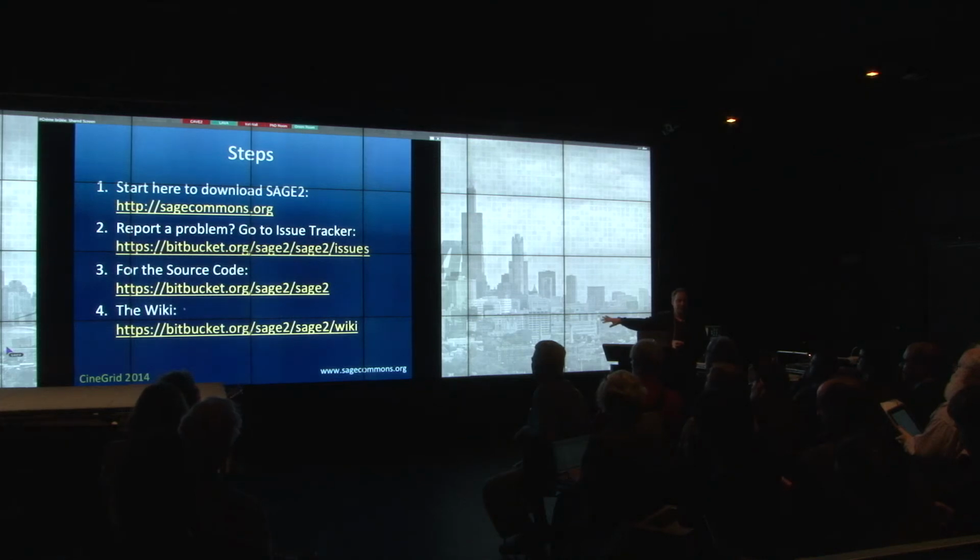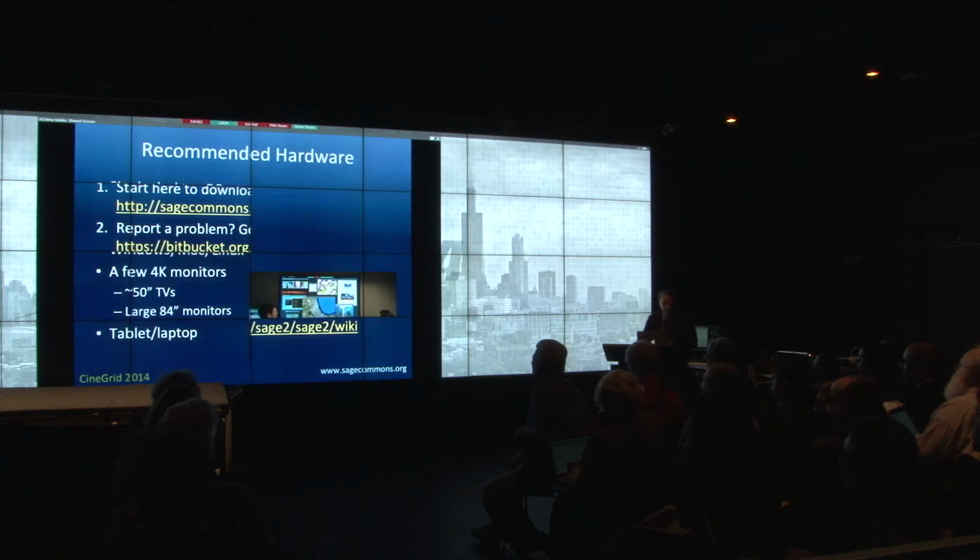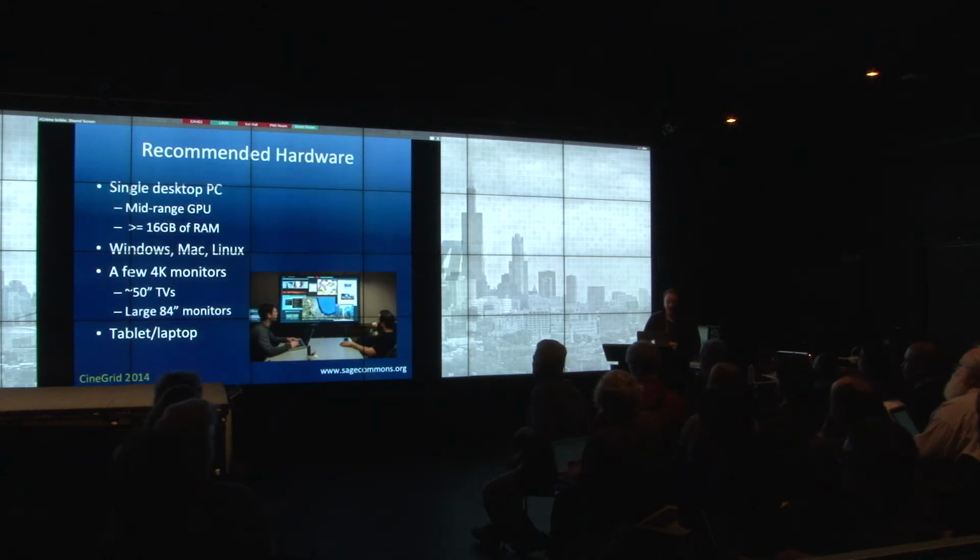So the main site is sagecommons.org, and the source code is at bitbucket.org. If you're familiar with GitHub, it's very similar. If you search Bitbucket and Sage2, you will find it. We have an issue tracker where you can report bugs, and there's a wiki for some help. We have a Google group for people to ask questions and send comments, and the LinkedIn community. Yeah, we still have the LinkedIn forum for Sage.